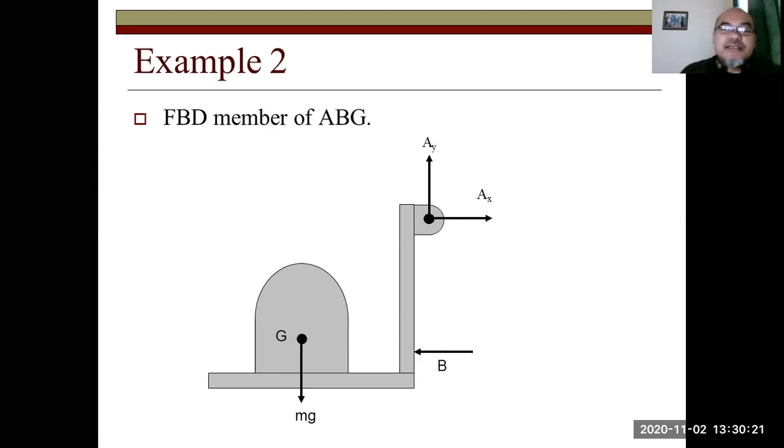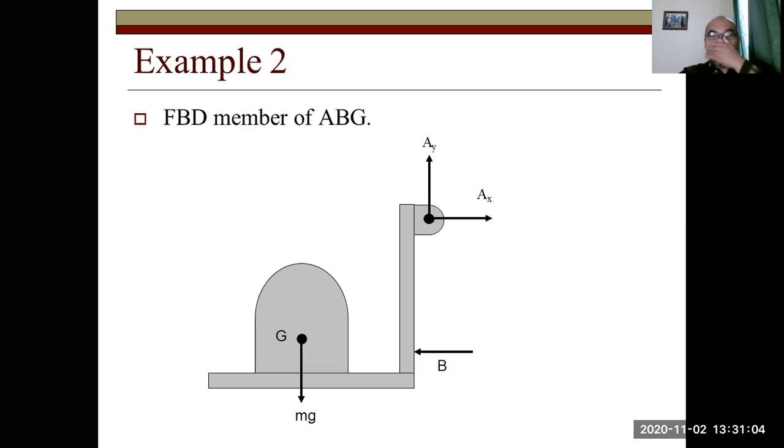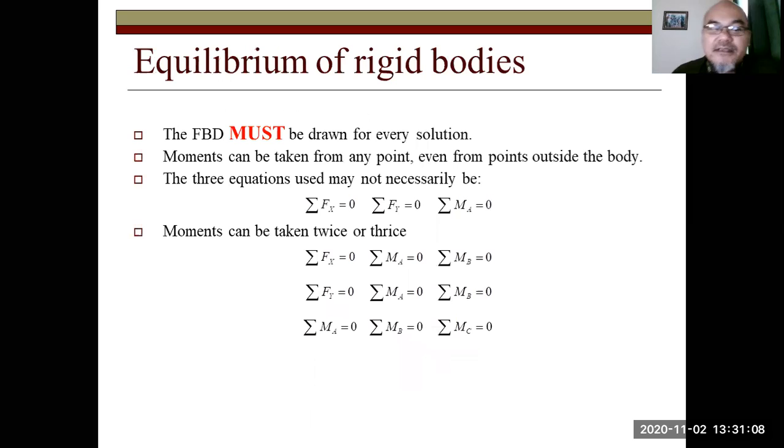Then the free body diagram of member ABG. Here we have B, which is connected through a roller, so it cannot move horizontally. So there is a single reaction force at point B. At A, it is connected with a pin joint. So it cannot move horizontally, nor vertically. So there are two reaction forces, Ax and Ay. Then there is a weight at the center of gravity G, with the value of mass times gravitational acceleration. After we draw all the free body diagrams, we can determine the forces using the equilibrium equations of rigid bodies. First, of course, the free body diagram must be drawn for every solution.